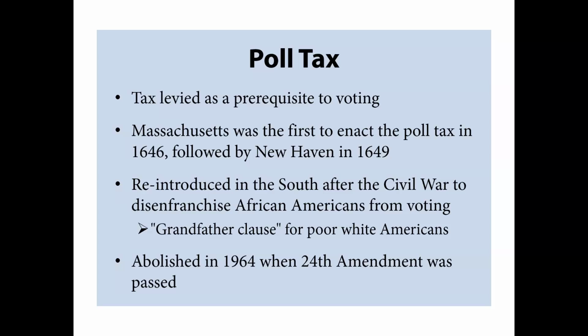Now, there was also a clause that was passed called the grandfather clause for poor white Americans that basically said if you could prove your grandfather voted before the Civil War, you would not have to pay this poll tax. But that was only for poor white Americans and didn't account for anybody that was African American or anybody else, as well as anybody that was recently enslaved. The poll tax was finally abolished in 1964, just 1 year before the Voting Rights Act was passed, in which the 24th Amendment was added to the Constitution, as they had declared that the poll tax was not constitutional anymore.